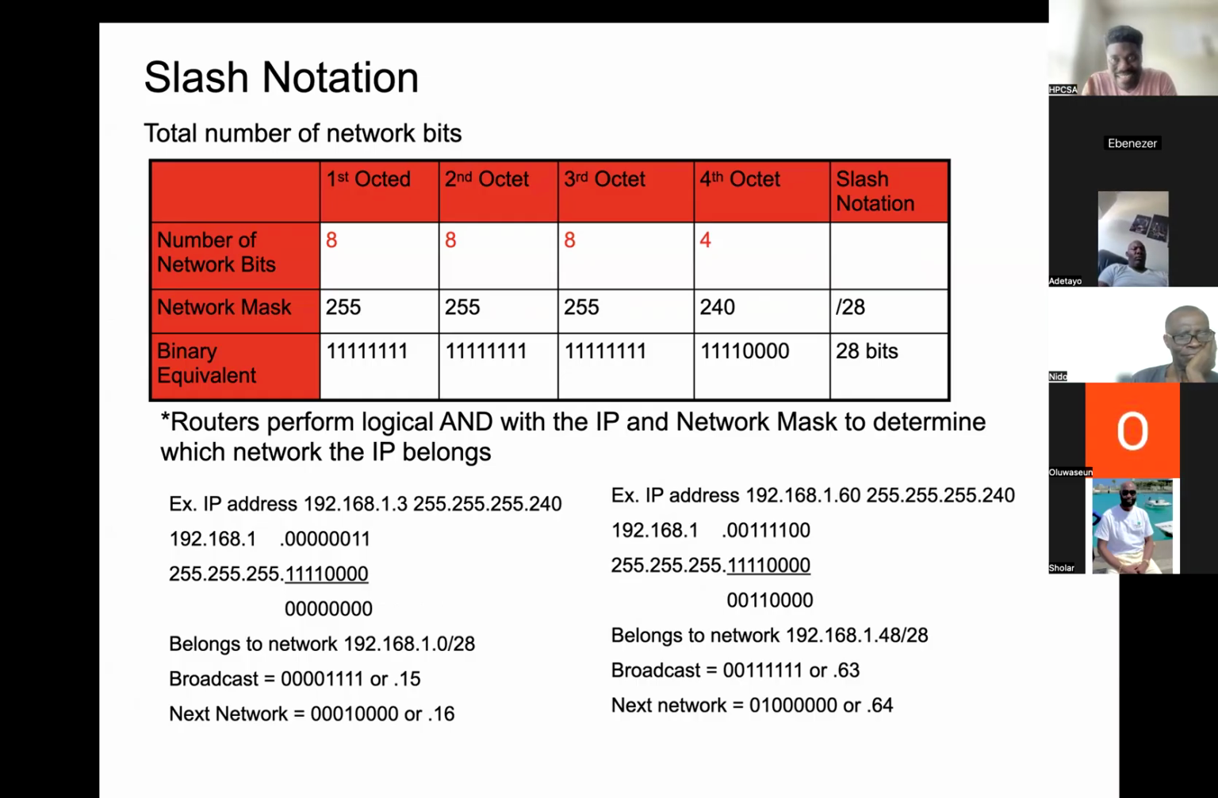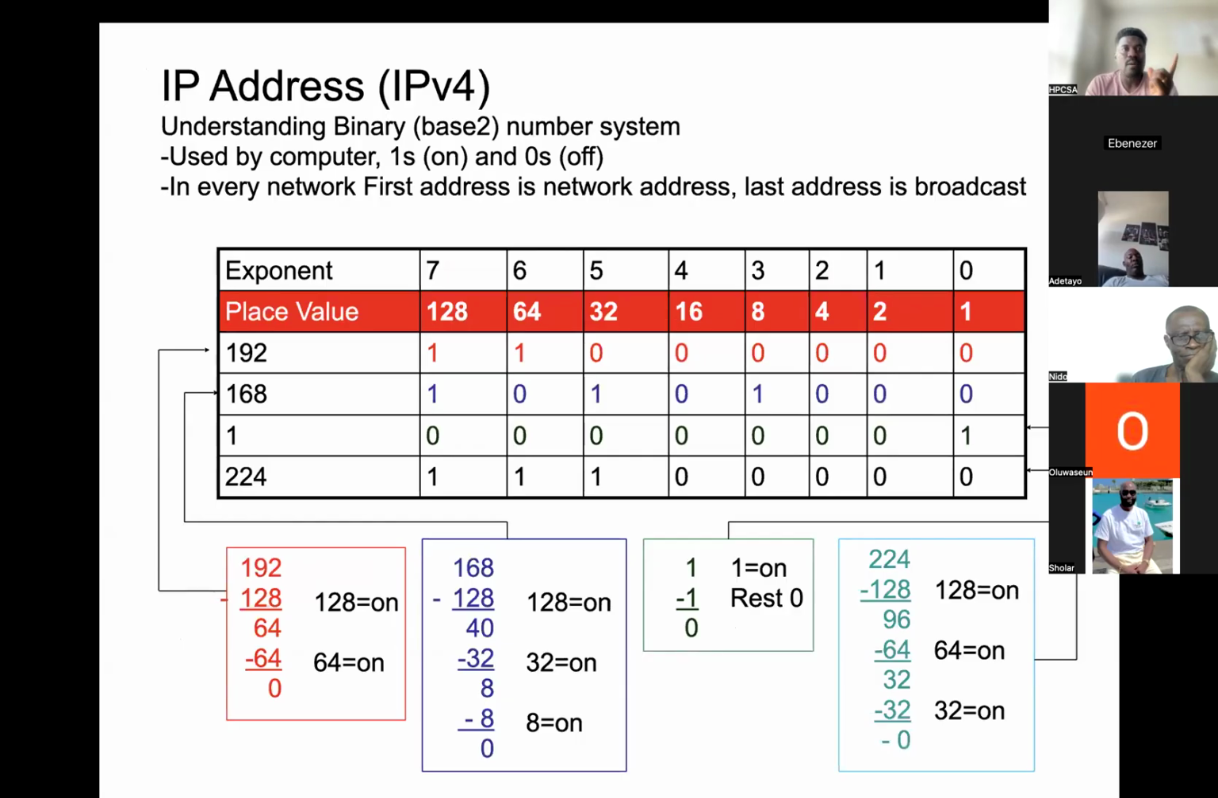So this is a slash 28. If you look at the first octet, it is occupied, so it is 8 bits and it is 255. The second octet is occupied, it is 8 bits and it's 255. The third octet is occupied, it is 8 bits and it is 255. The fourth octet is partially occupied. So we have 4 that are on and 4 that are off. If you go back and look at the top part, 1 means on, 0 means off. Hope that makes sense.